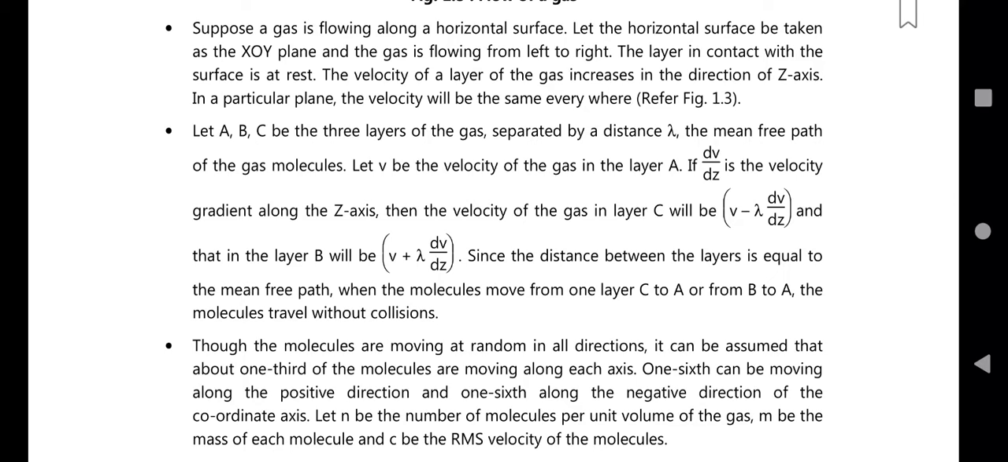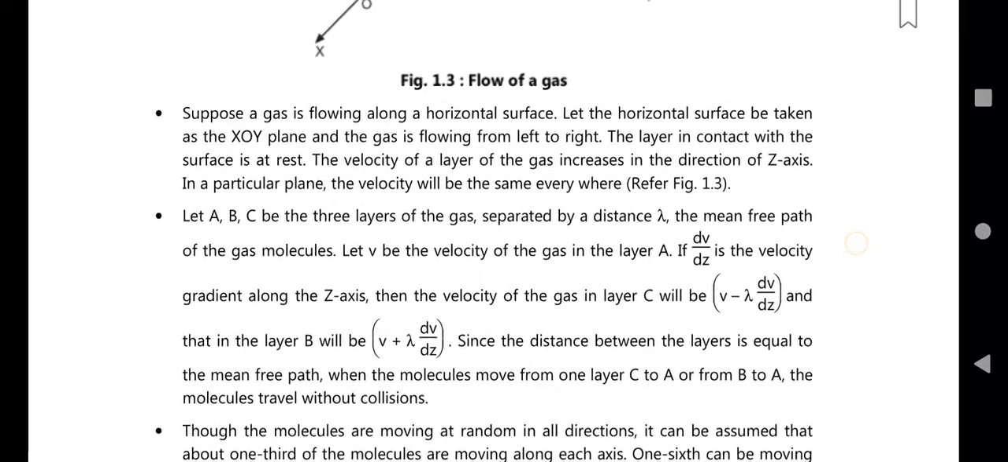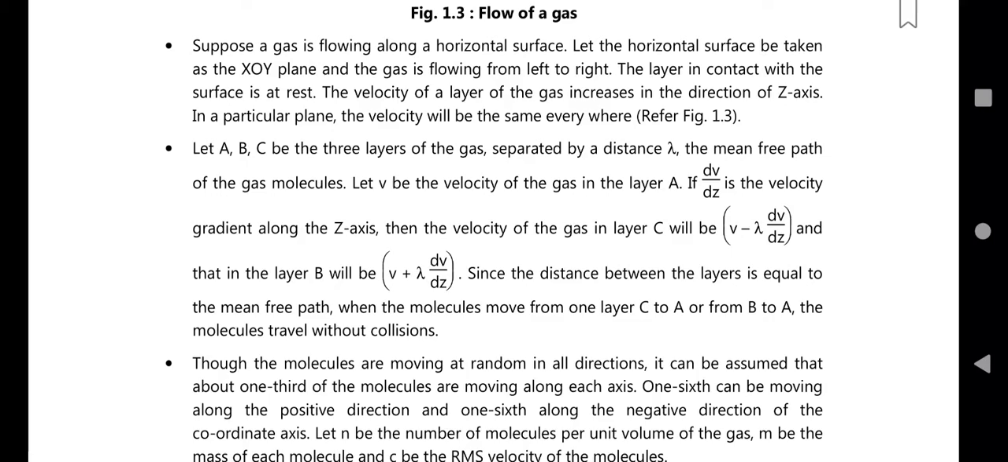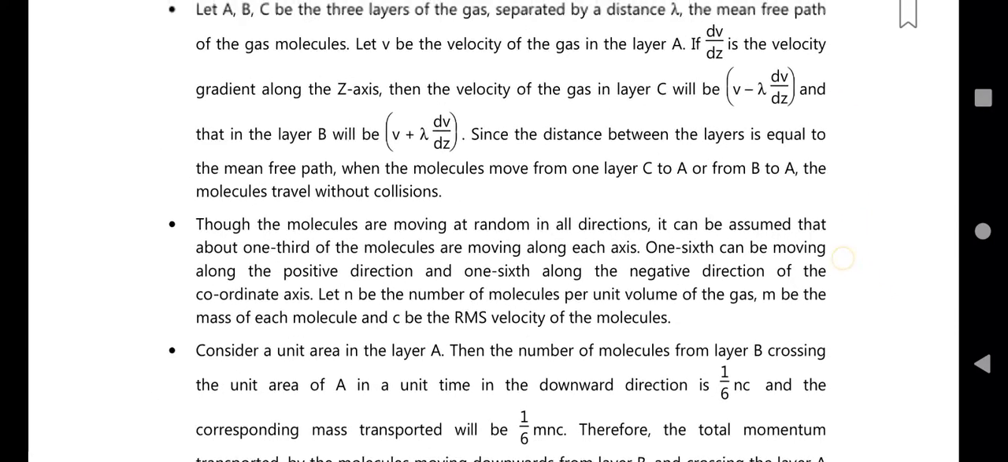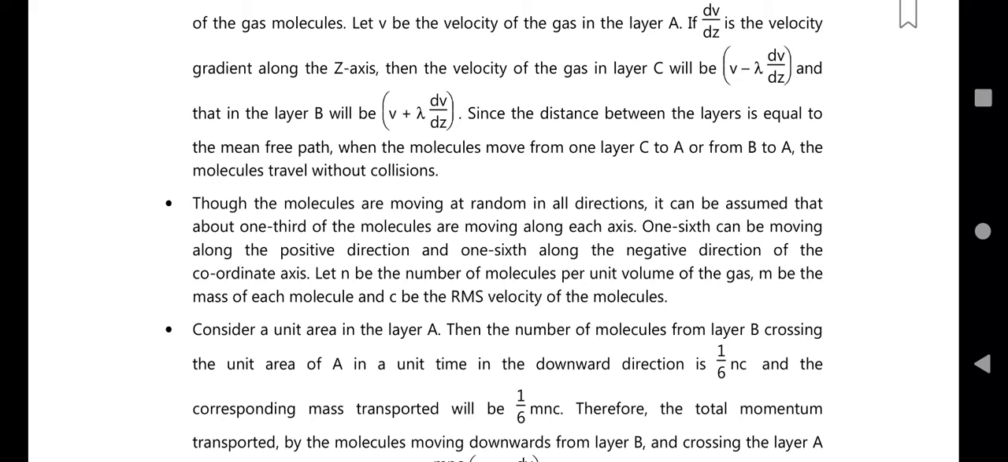Since the distance between the layers is equal to the mean free path, when the molecule moves from one layer C to A or from B to A, the molecules travel without collisions. Though the molecules are moving at random in all directions, it can be assumed that about 1/3 of the molecules are moving along each axis. 1/6 can be moving along the positive direction and 1/6 along the negative direction of the coordinate axis.